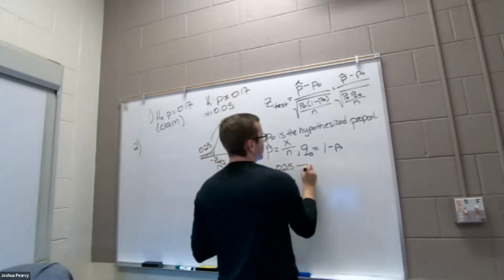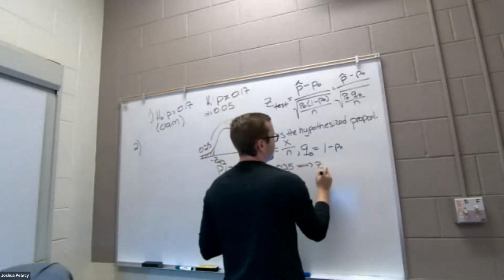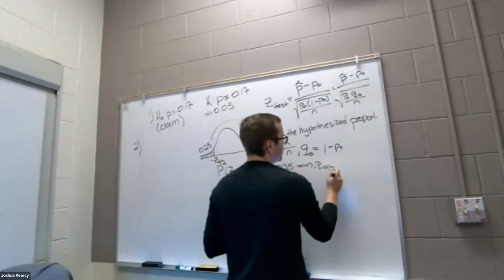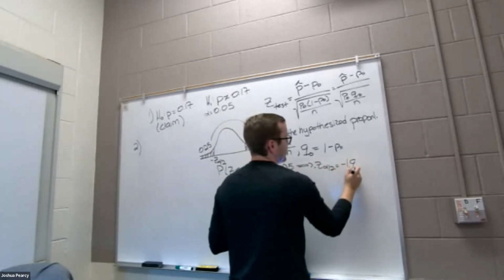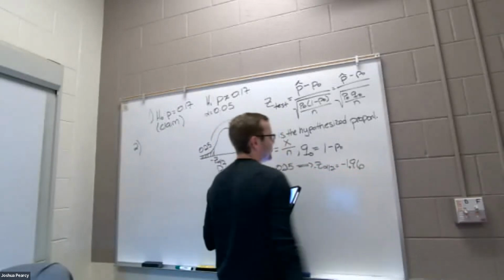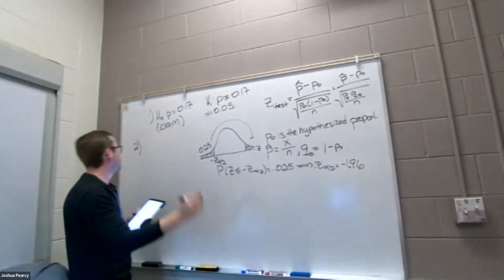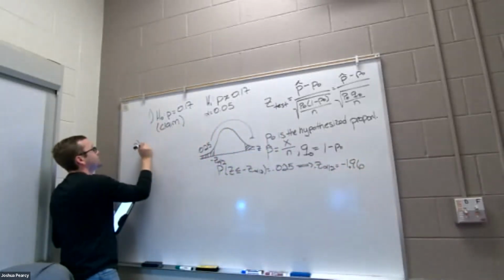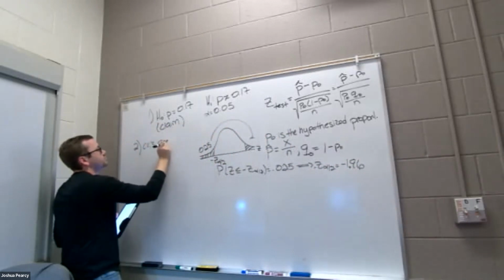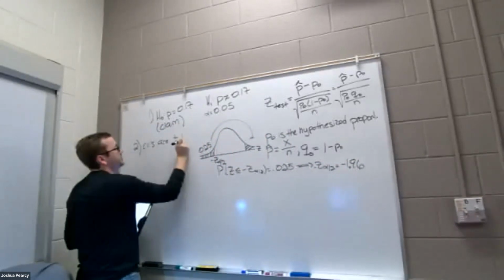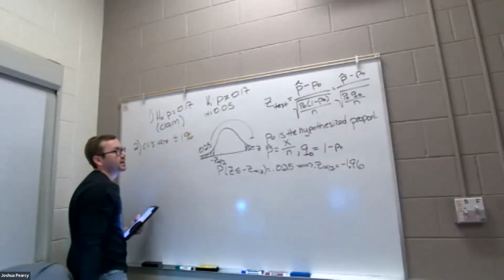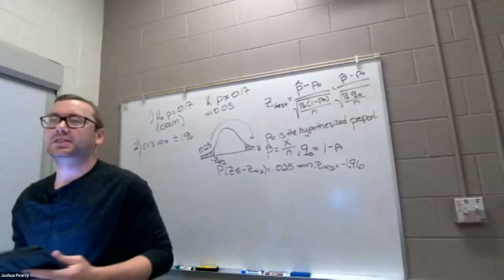If you look that up in the table, you will find that negative z alpha over 2 is negative 1.96. Then the critical values are positive and negative 1.96, because for a two-tailed test you need to take the positive and the negative.